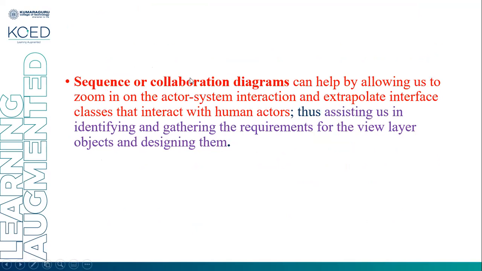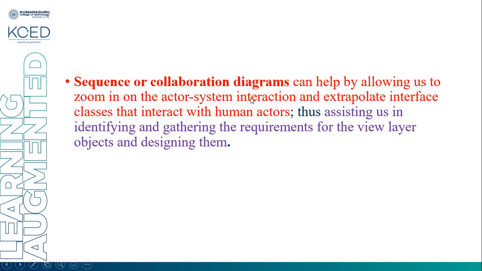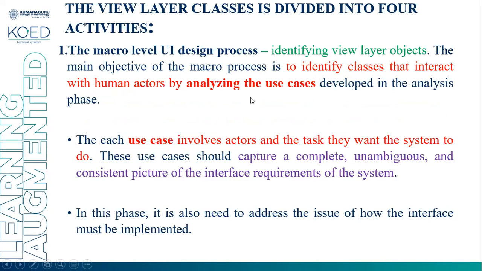Sequence or collaboration diagrams can help by allowing us to zoom in on an actor-system interaction and extrapolate the interface classes that interact with the human actors, thus assisting us in identifying and gathering requirements for the view layer objects and designing them. So you have to explore the sequence and collaboration diagrams. You are then able to identify the classes that belong to the view layer. This is also one way. Next, the macro level UI design process is mainly concerned with identifying the view layer objects.